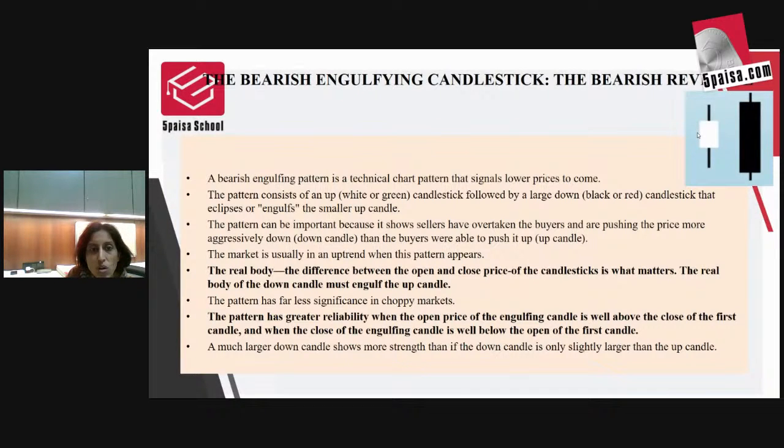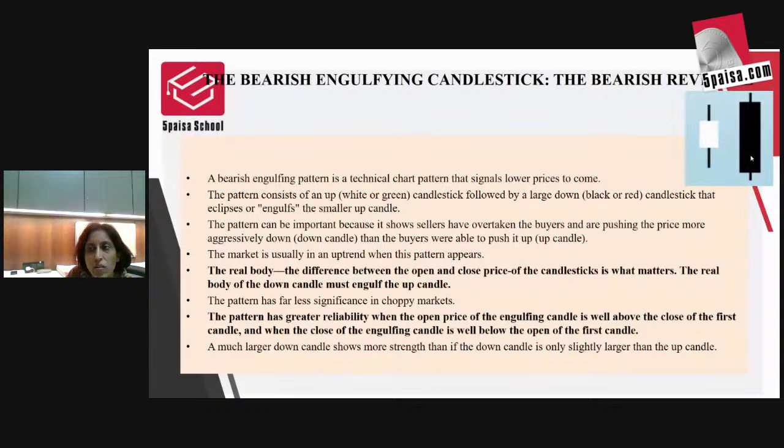So the pattern consists of an up candlestick, or a white or green candlestick, followed by a large black or red candlestick that eclipses or engulfs the small candle. Do you see this? This black real body engulfs, or eats up, the white real body. This pattern is important because it shows sellers have overtaken the buyers and are pushing the price down more aggressively than the buyers were able to push it up.